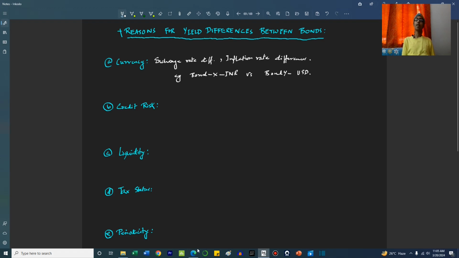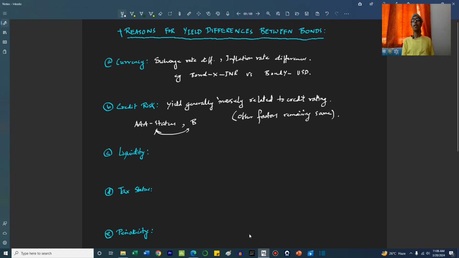Let's say there are two otherwise identical bonds. One is having a credit rating of very high AAA status, and there is another bond which is having everything identical: currency, liquidity, tax status, periodicity, time to maturity, everything is same, but the credit rating is B. Here there will be a disparity in the yield. The bond usually with the higher credit rating will have lower yield. Yield is generally inversely related to credit rating. Other factors remaining same.